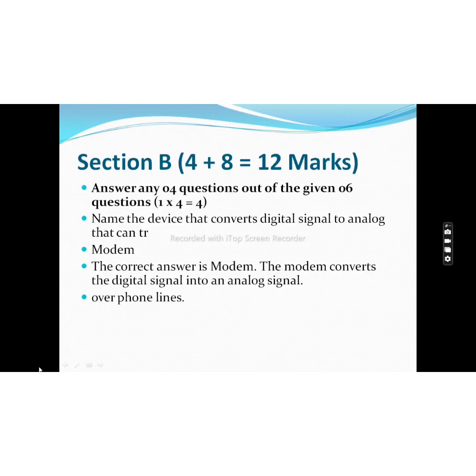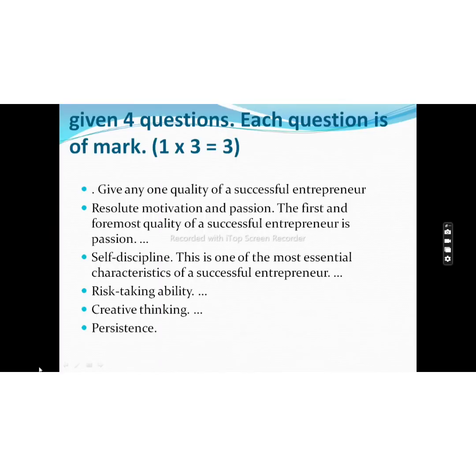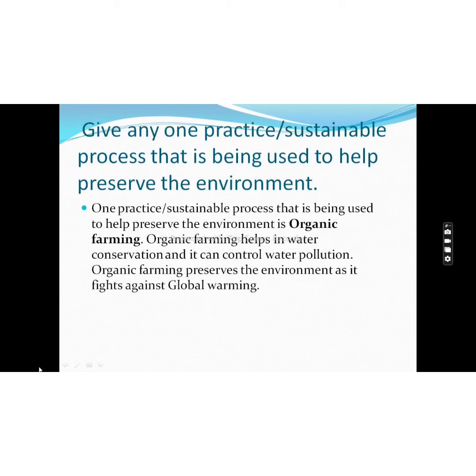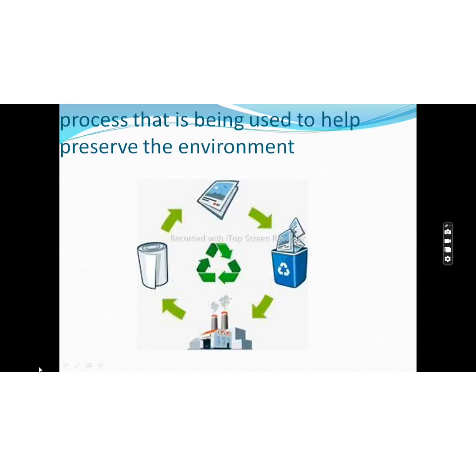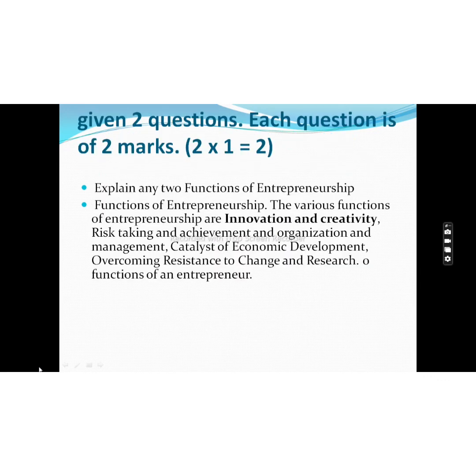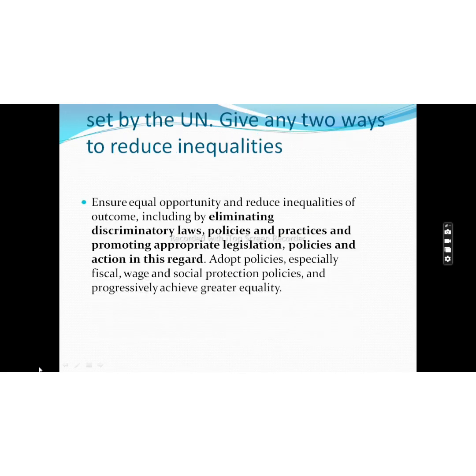A few I have already discussed. So if I give the summary of this PPT: in the first question I discussed what are the successful qualities of an entrepreneur. Then what is a delusion? Delusion means a false belief. And what are the sustainable goals for the environment? How can we save our environment? Then the next question I discussed is which is the large-scale production of solar power plant in India. Then what are the functions of an entrepreneur? And how can we reduce inequality? These are proposed by the United Nations only.